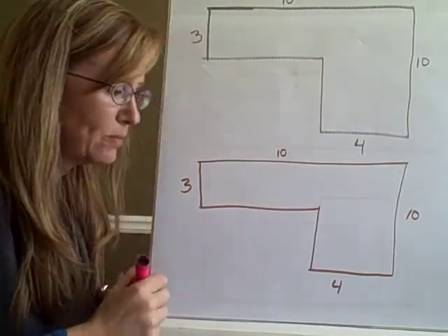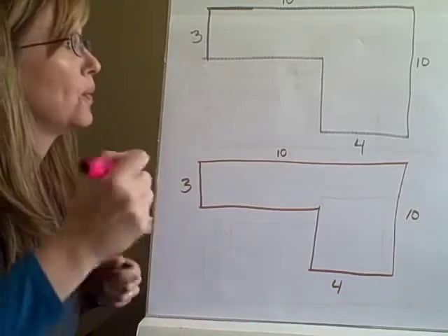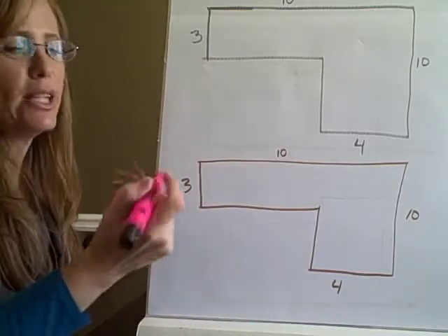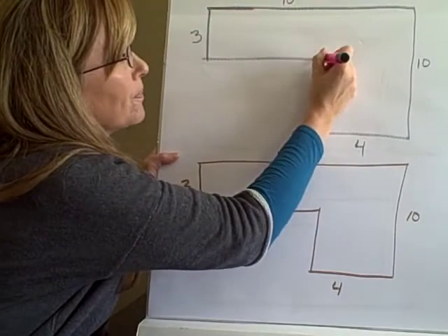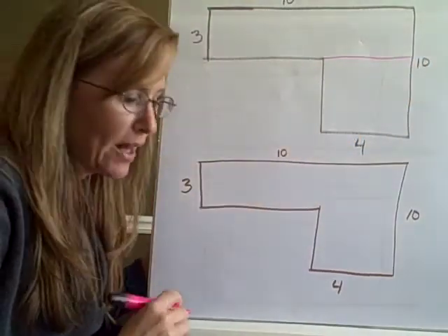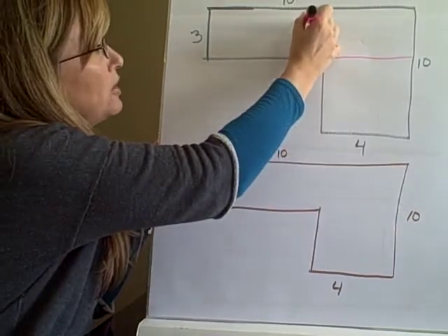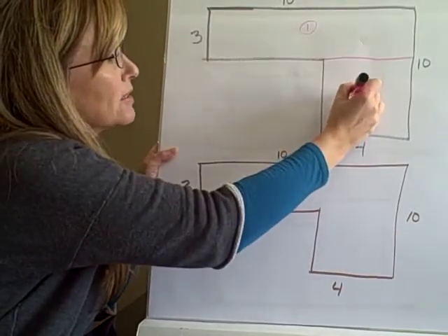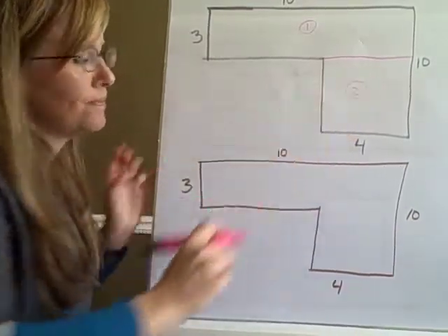But if I look at step 1, it says to break the shape into 2 or 3 rectangles. Well, in this case, I only need to do 2, so I'm going to take my highlighter, and this time I want to break it in this way. Then I have to number them. So this is going to be shape 1, and this is going to be shape 2.